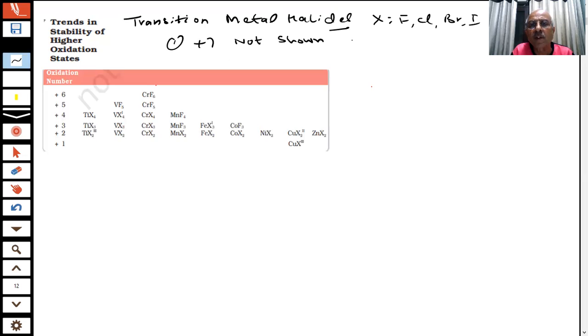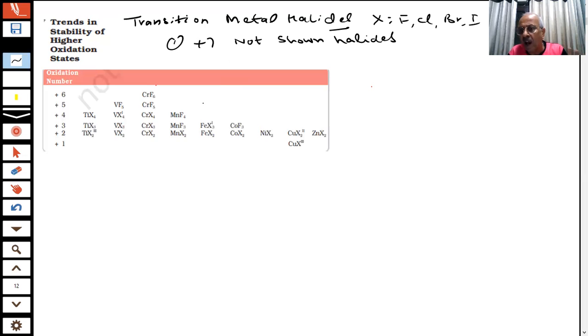Not shown in the halides. Did I show it? No, sir. This compound doesn't exist, so it is not in the table. This table is based on whatever compounds exist; they have taken those and shown them in the table as given in the NCERT book.